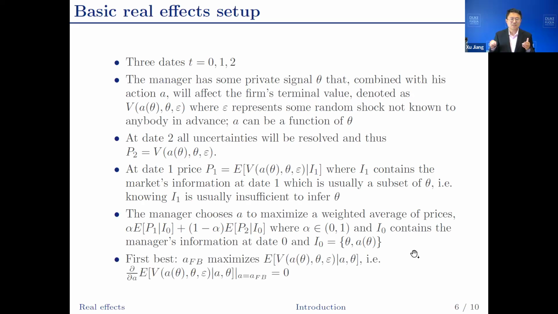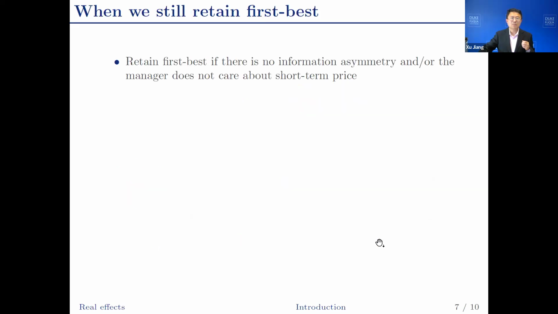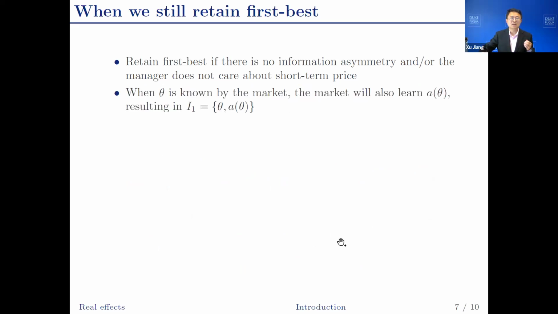And in the first best case, that means the market can observe everything, theta and the manager's action. In that case, the action will be chosen to maximize the terminal firm value. And the first order condition with respect to A is going to determine the first best action level. When is first best going to be retained? First best is going to be retained if there is no information asymmetry or the manager does not care about short-term price. Let's first look at the no information asymmetry case.